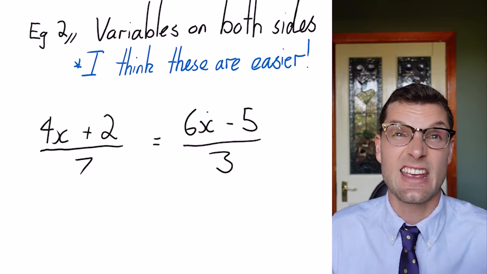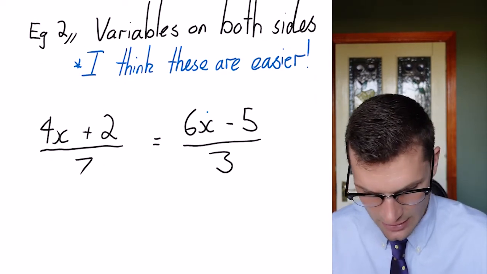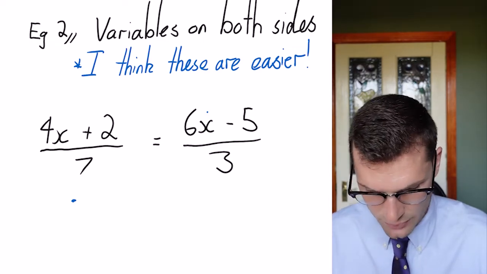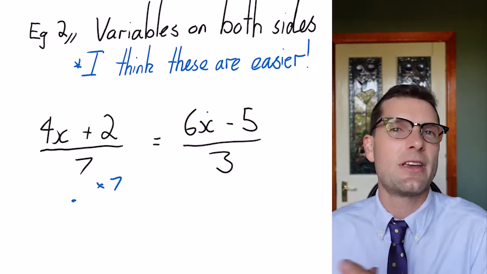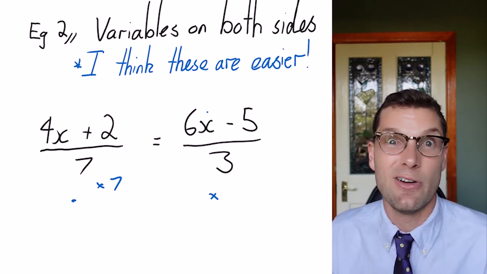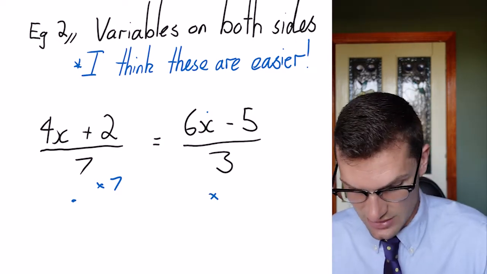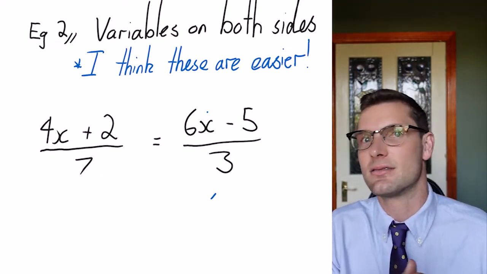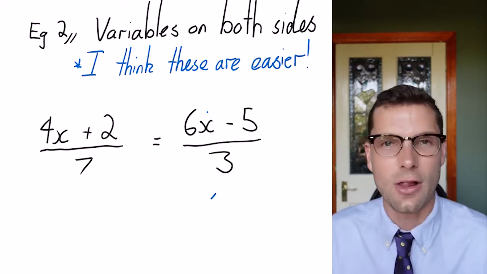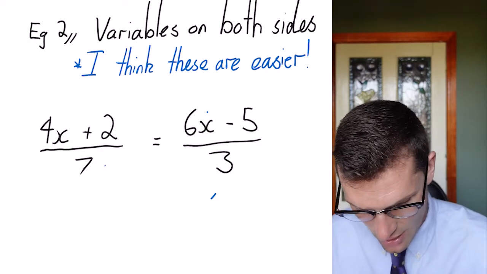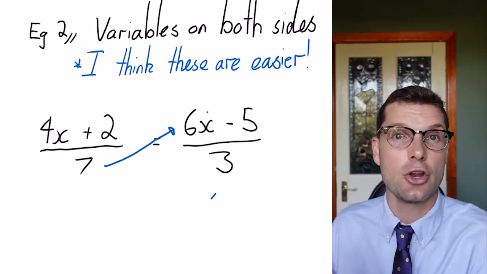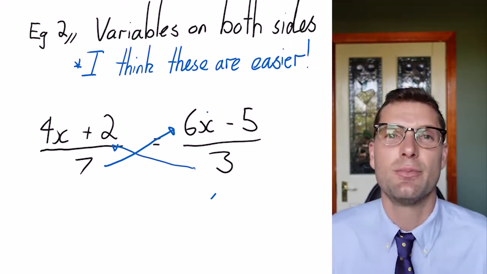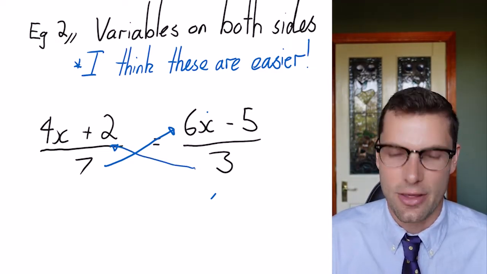And this is because if you just look at that left-hand side here, if I wanted to get that 7 over to the other side, I would have to multiply this by 7. But because there's a fraction on the other side, to get rid of the 3 on this side, I would have to times this side by 3. So instead of doing multiple steps kind of back and forth, all I have to do is take this 7 and multiply everything on top by 7, and take this 3 and multiply everything on the other side by 3.